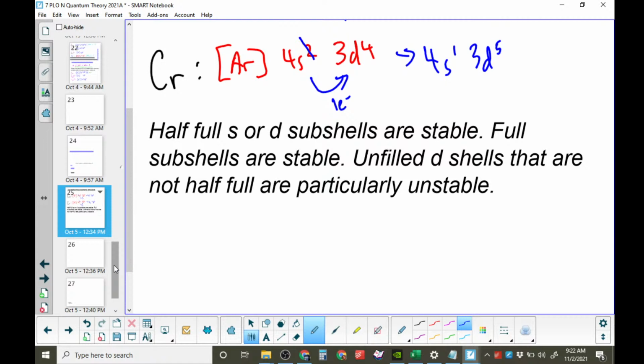You also need to know the trends. Are the trends not on there? I thought I saw ionization energy on there. Oh, the word trends is not on there.